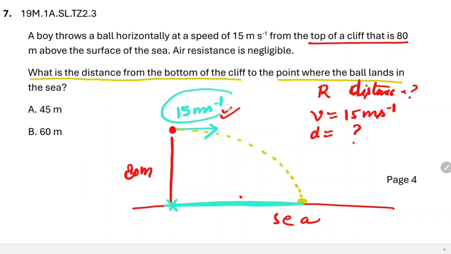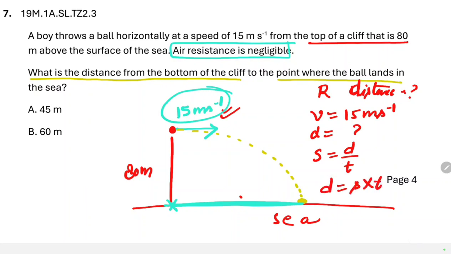And I know that this velocity does not change because there is no air resistance. They have written air resistance is negligible, so I can simply use speed equals distance over time, right? So from here I can say distance is speed into time. So what is stopping me from finding out the distance covered in the x-axis? I already have the speed in the x-axis, right, which is 15. But do I know time? Nope, I don't know time.